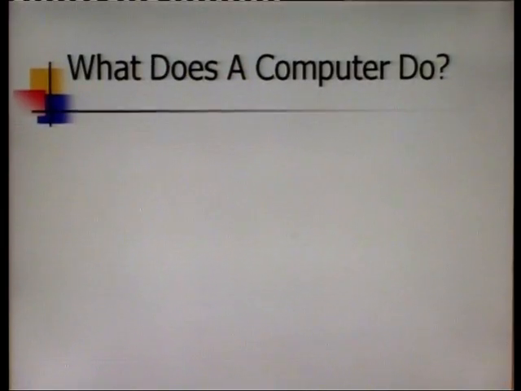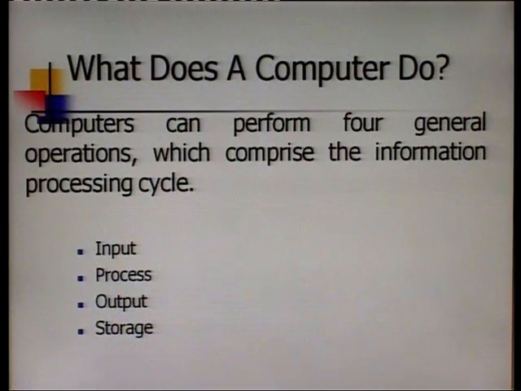Now we will study what a computer does. A computer can perform 4 general operations, which comprise the information processing cycle. The parts of the computer system are input, process, output, and storage. Input is the process of taking data from outside, process is performing functions or operations on that data, output is the processed form of data, and storage is to store results and data.